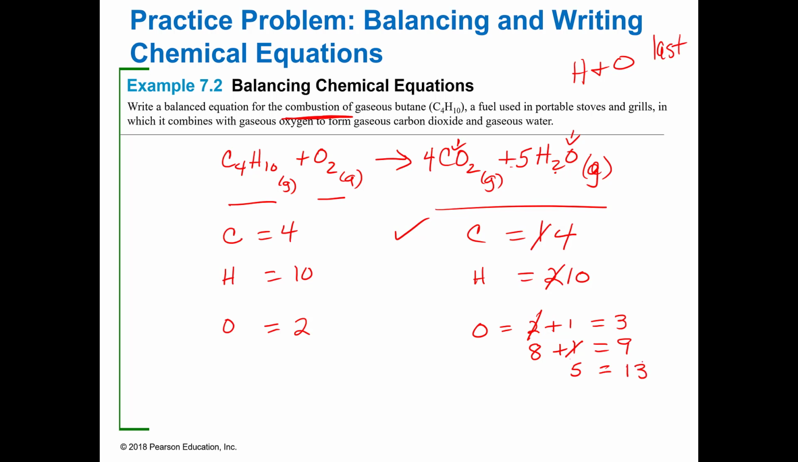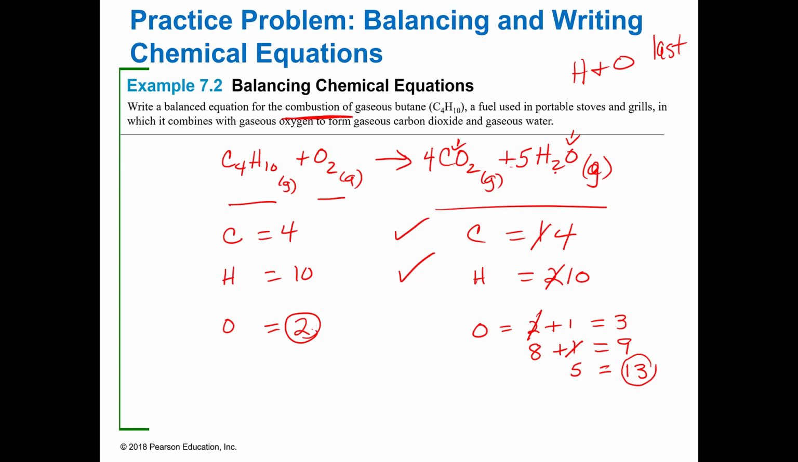Okay, so that's 13. So I've got 2 over here and I've got 13 over here. Now my hydrogens and my carbons are balanced. The only thing out of balance is this weirdo looking thing here. So I've got 13 on the product side and I've only got 2 on the reactant side. So I got to do something.